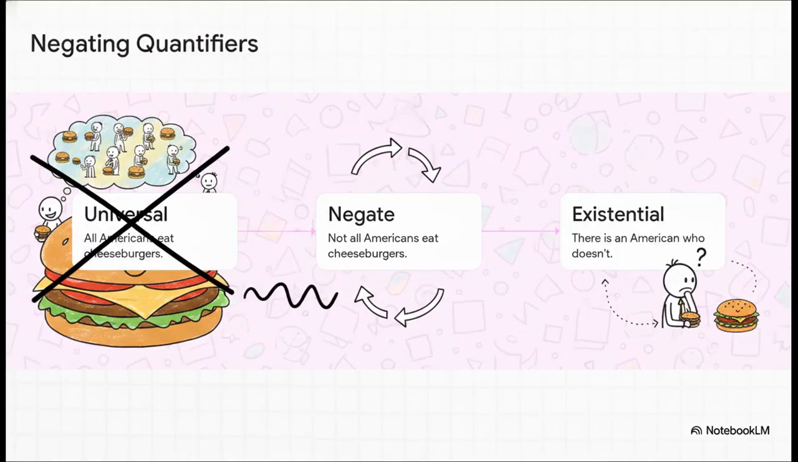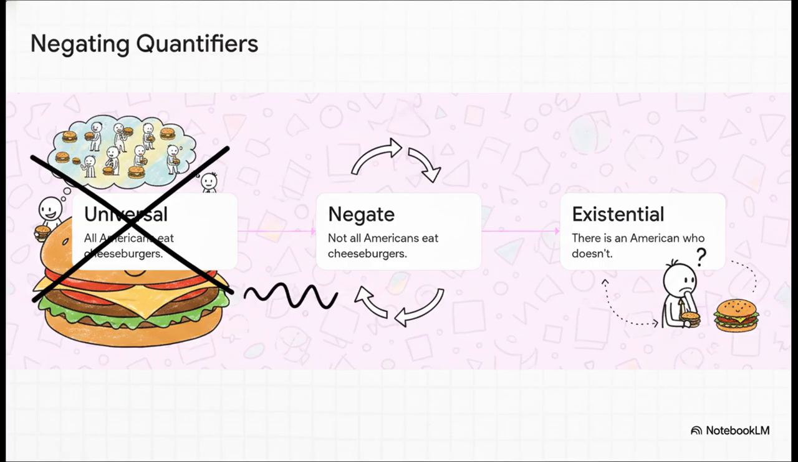Now, watch what happens when we negate a statement. Negating a universal cheeseburger claim completely flips it into an existential claim. By stating it is false that all Americans ate cheeseburgers, you are logically declaring that there exists at least one American who doesn't. So, a negated universal quantifier seamlessly translates right into a positive existential quantifier.